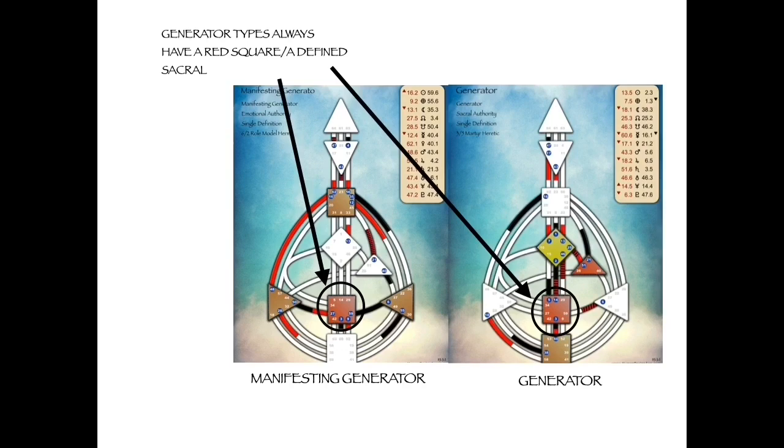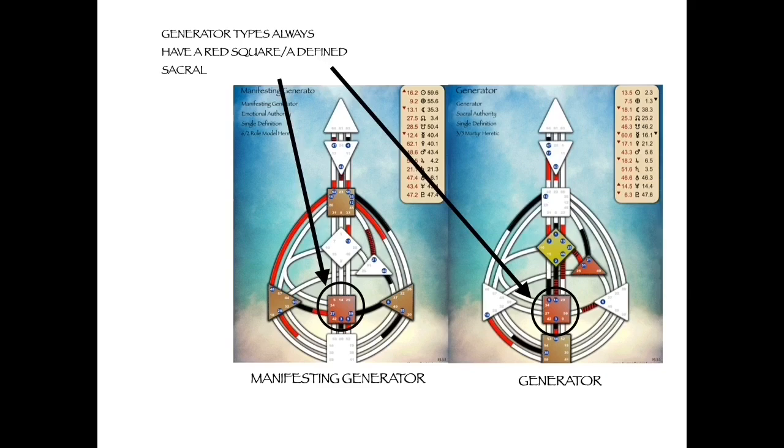Now, there are 2 types of generator types. One is called the manifesting generator, and the other is called a pure generator type. So if we see, they both have the red squares, which will always say that they're generator types. Although the person who's the manifesting generator has access to a motor to the throat. So that means the energy from a motor, in this case the sacral, goes through all the channels. There's a complete road, and it gets directly to the throat.